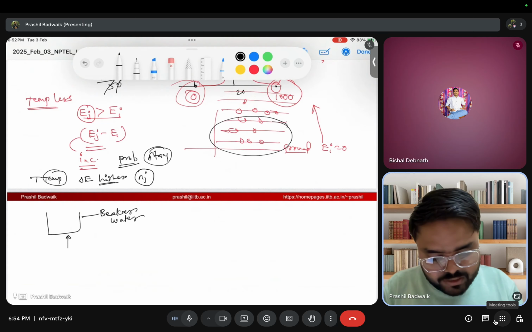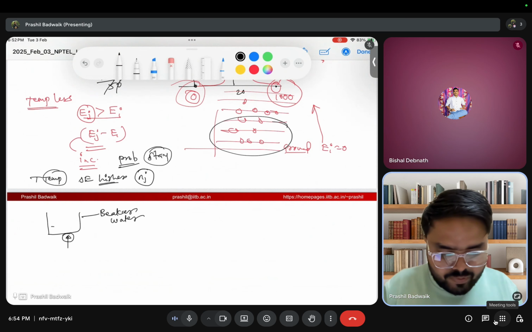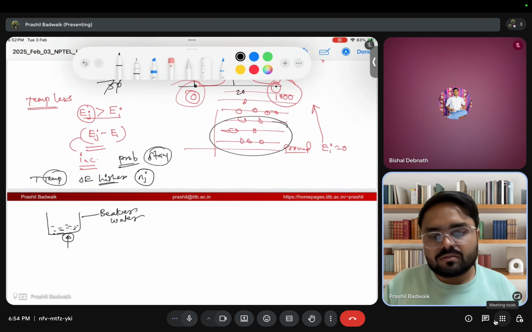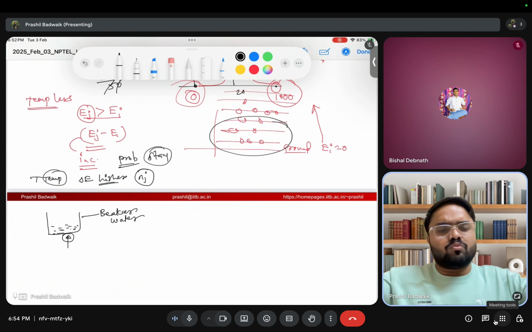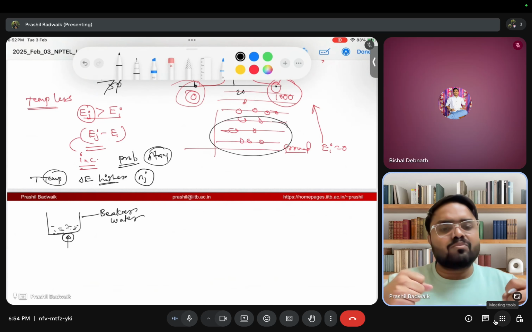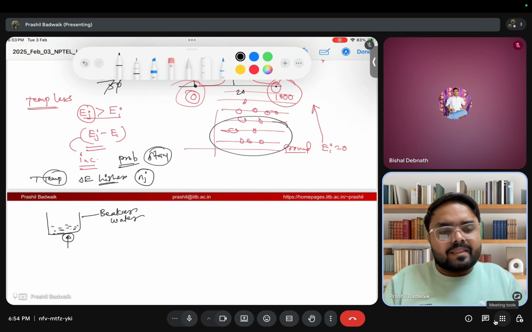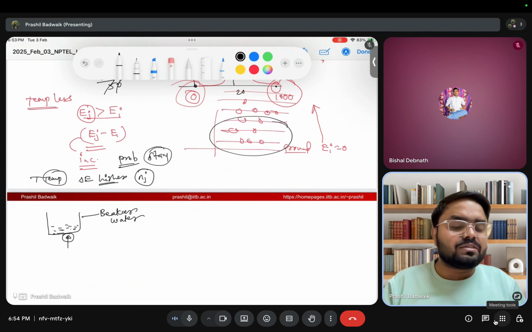I am heating the system, right? Before heating, all the molecules will be in the lower energy states. That means molecules will move slowly, right? As I increase the temperature, what will happen? They will get heat. That means they will get kinetic energy. That means they will be moving, right? So if they are getting more energy, that means they will move more. What you can say? They will move faster, right?